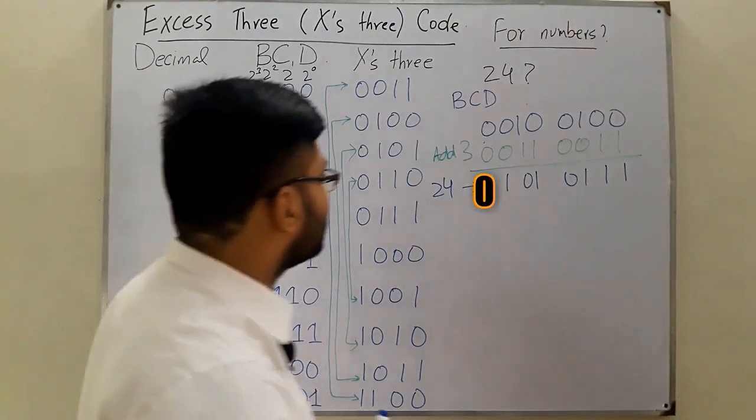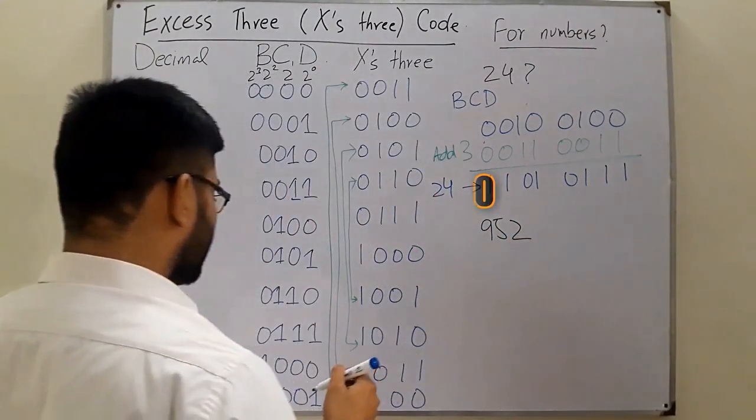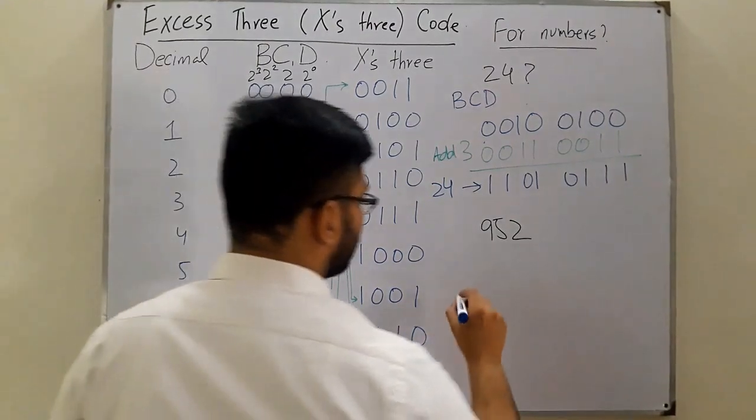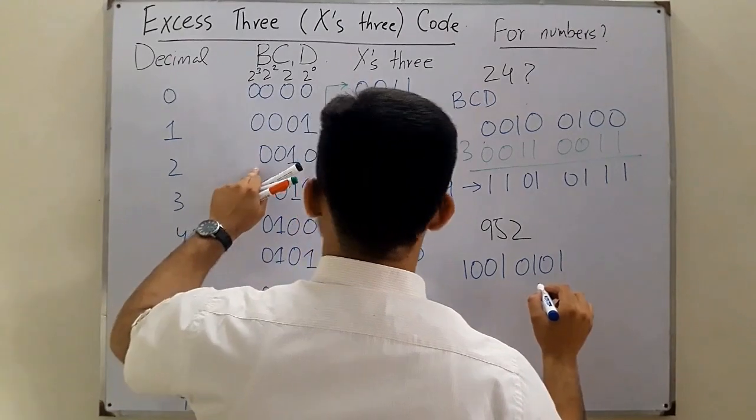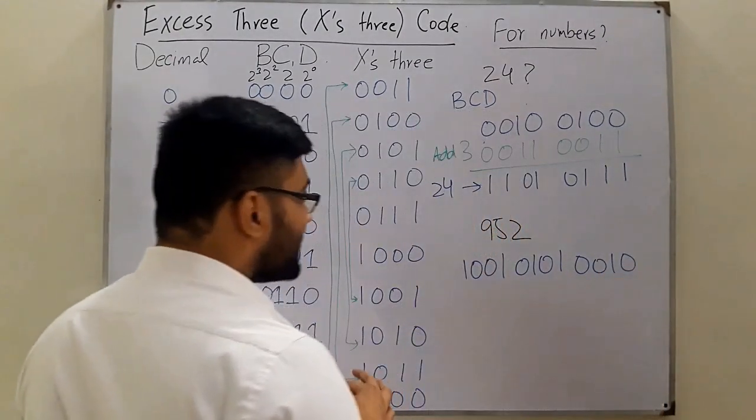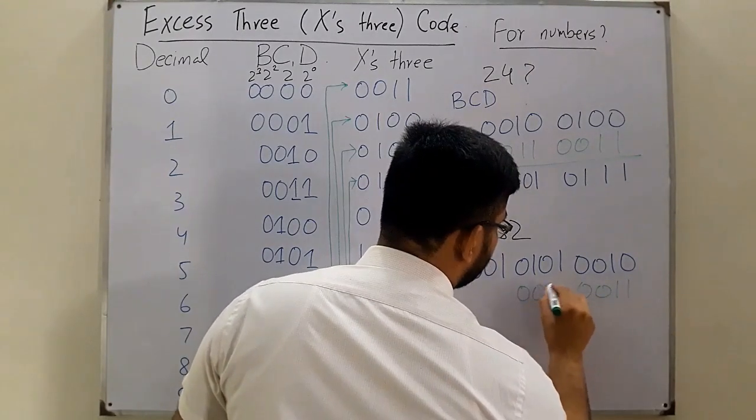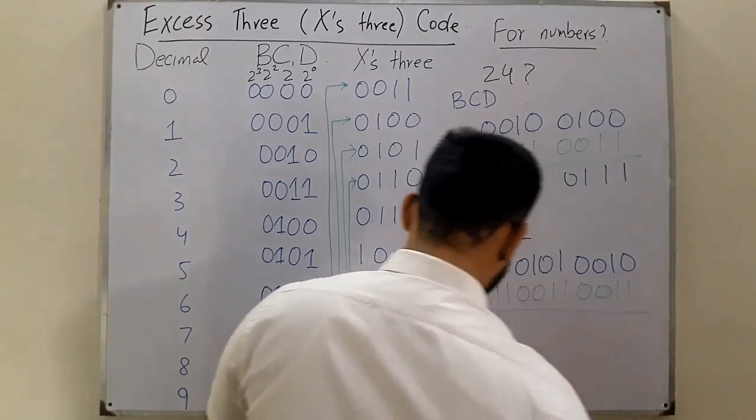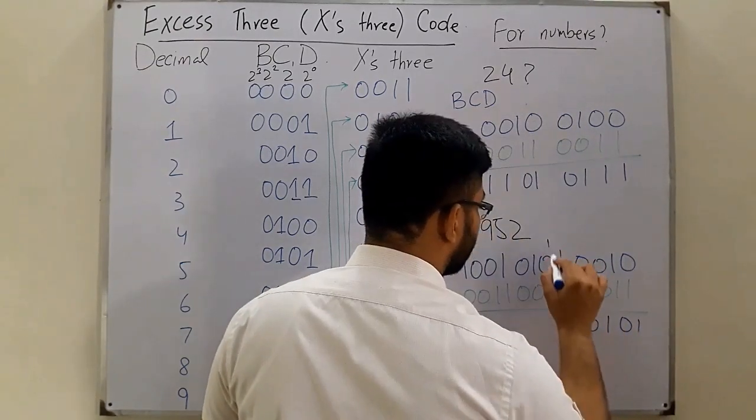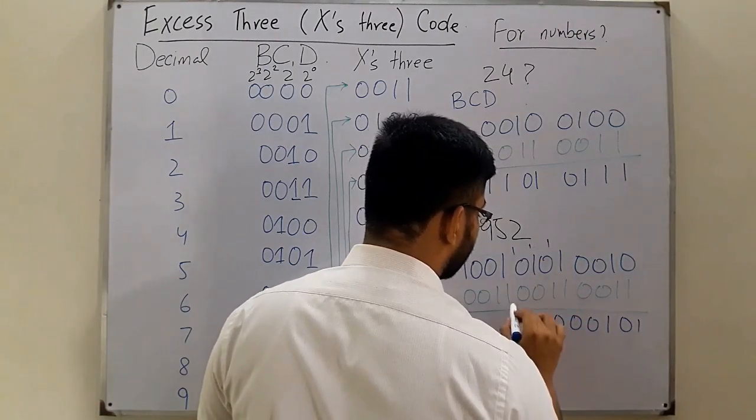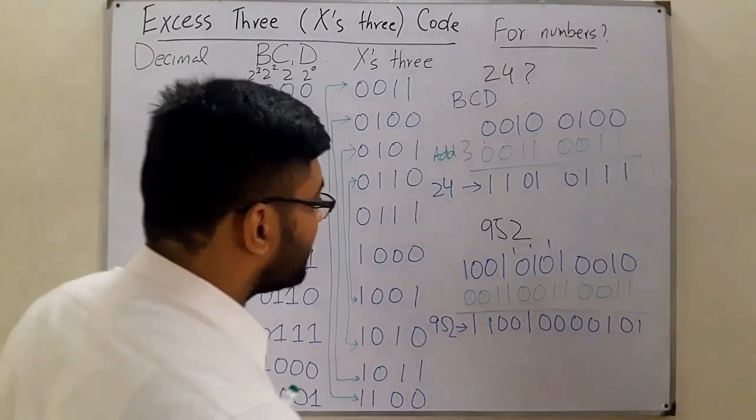Similarly, we can have it for any other number. Let's say we want 952. So for 9, the BCD is 1001. For 5, it is 0101. And for 2, it is 0010. Now, this is the BCD. You add 3 to the individual 4-bit groups, okay? So 0011, 0011, and 0011. Now, what does this result in? 1 plus 1 is 0 with a carry of 1, and this carries on through the groups. So this is the code for 952. Alright?